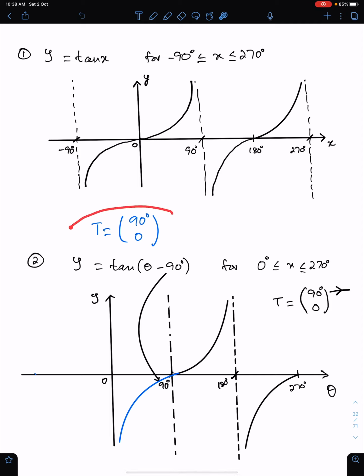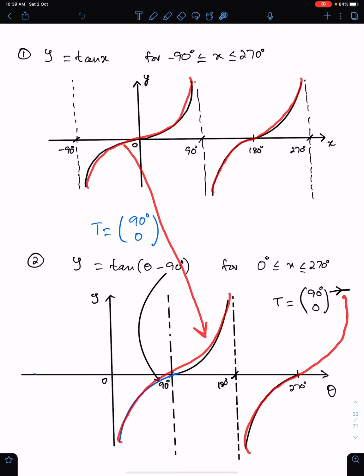So when we apply this vector onto this normal tan x equation, then we get this equation. This translation vector means you have to shift this tan graph 90 degrees to the right. So when you shift this graph 90 degrees to the right, you will get this graph. See, this graph has shifted 90 degrees to the right. When you shift this graph 90 degrees to the right, you will get this one. But since the domain is still 270, that is why I did not draw this one.